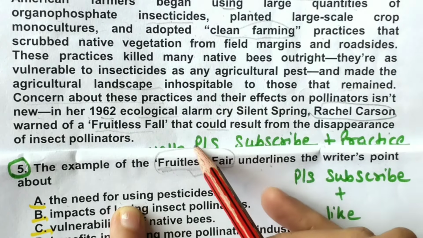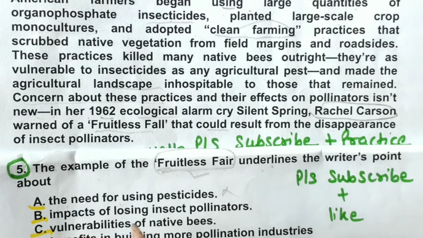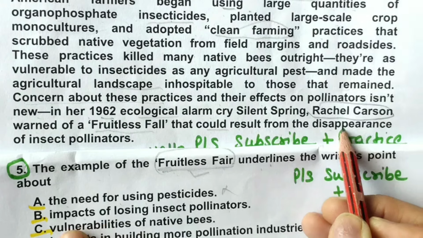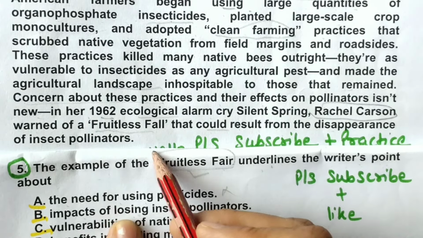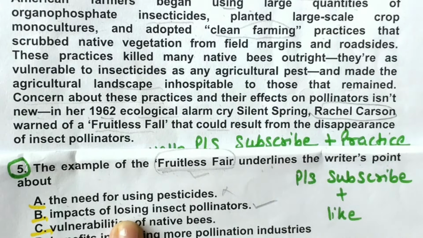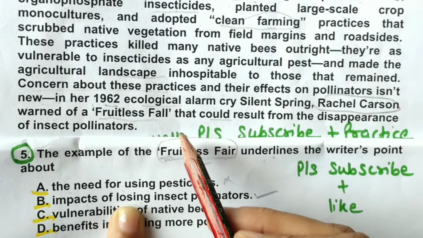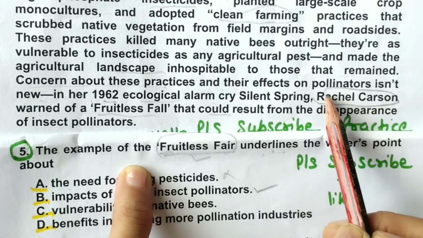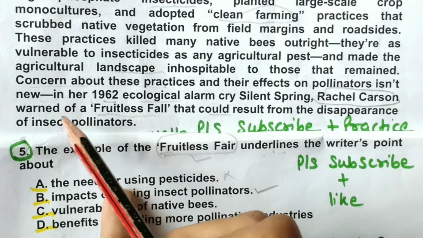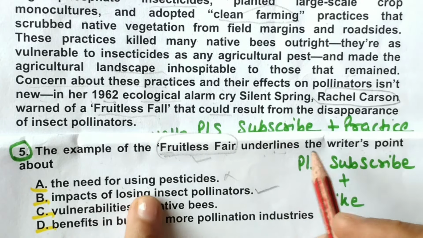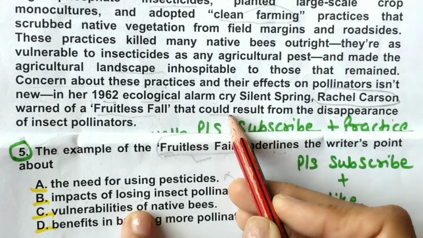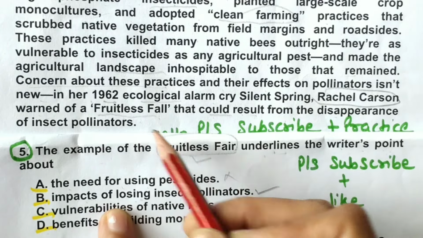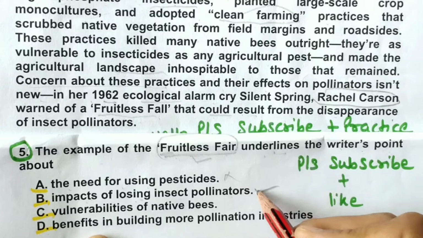The option says the impact of using pesticides, but wherever we have read, nothing is there about pesticides. The impact of losing insect pollinators could result from the disappearance of insect pollinators. The exact thing is given. Once you have found the location of this statement, the writer is warning of this fall, and "could result" means impact, from the disappearance of insect pollinators. That's why we have selected this one.